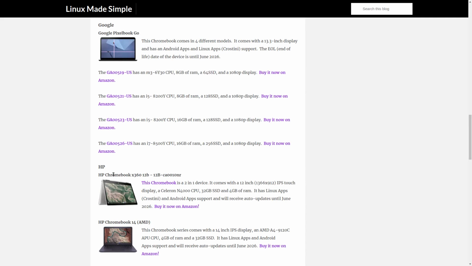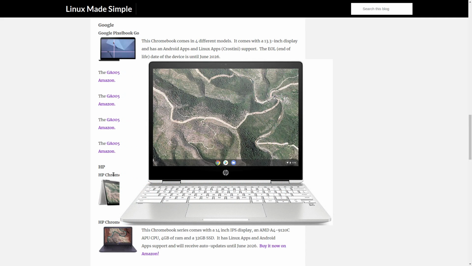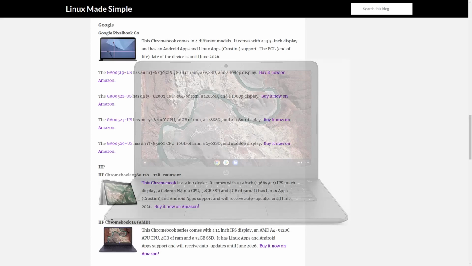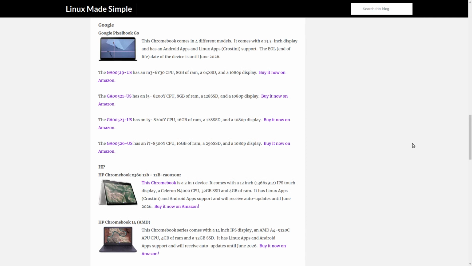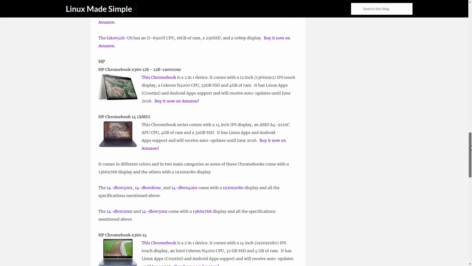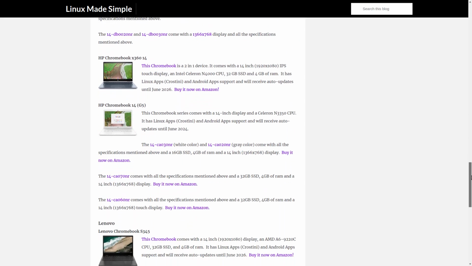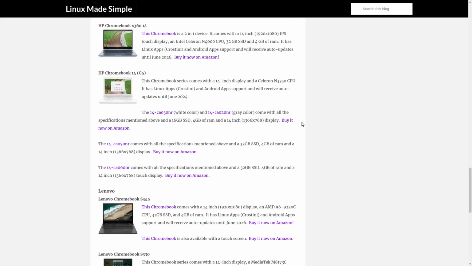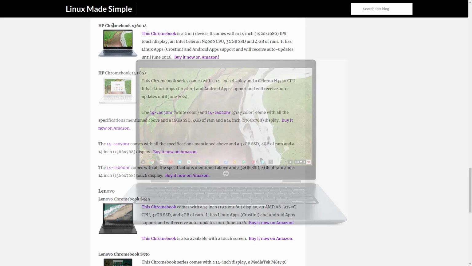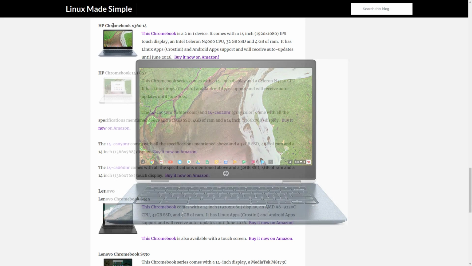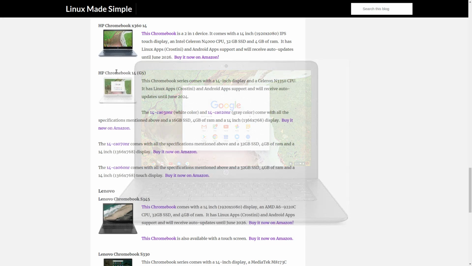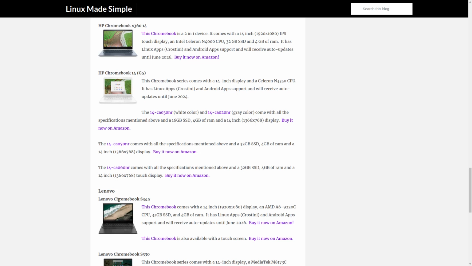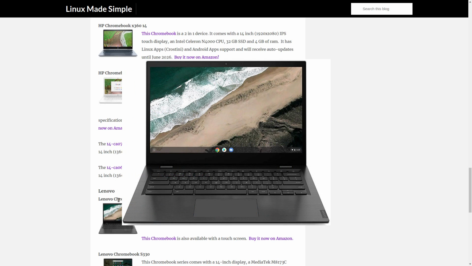HP. The HP Chromebook x360 12b. The HP Chromebook 14 AMD. The HP Chromebook x360 14. The HP Chromebook 14 G5. Lenovo. The Lenovo Chromebook S345.